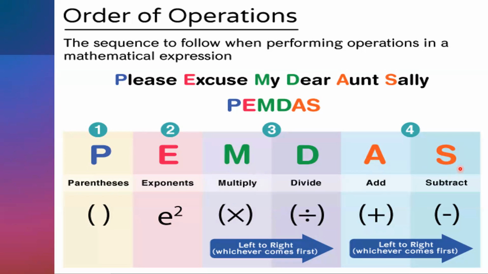The same thing is true for addition and subtraction. They are equally weighted, so you go from left to right, whichever one comes first. If addition comes first, you do addition. If subtraction comes first, you do subtraction. But you always do multiplication and division before you do addition and subtraction. All right? Okay, so let's move on to an actual question.